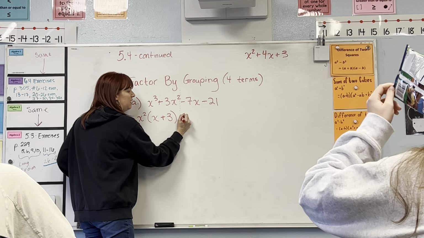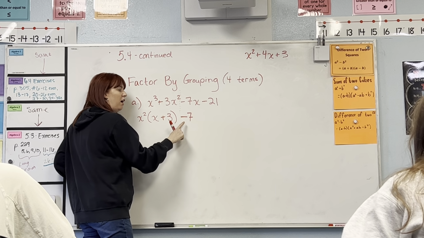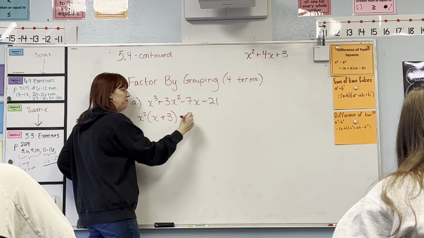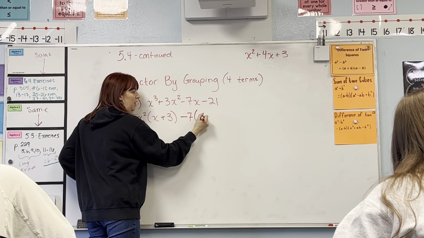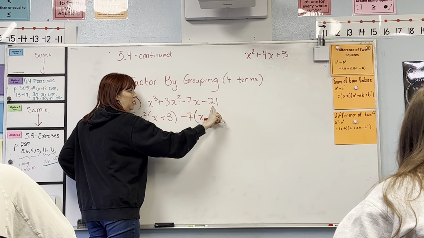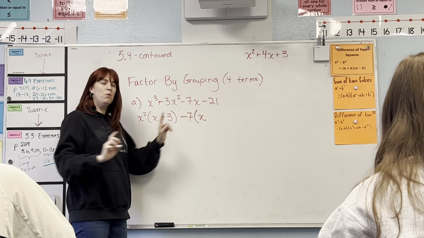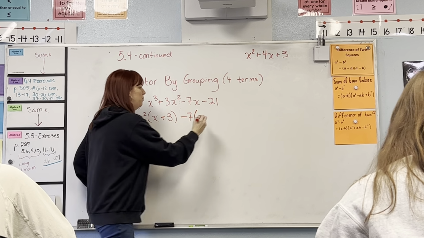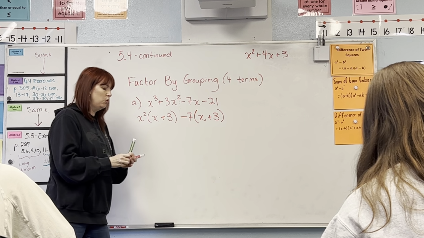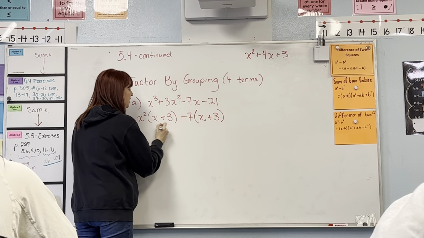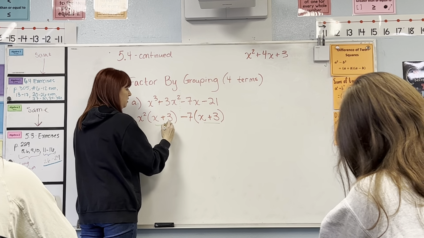So I'm going to write minus 7. If it was positive, you would need to put a plus here, okay? And then I divide this by negative 7, I'm just left with x. If I divide negative 21 by negative 7, I'm left with positive 3. And that's the goal. You want to make sure that this and this match.